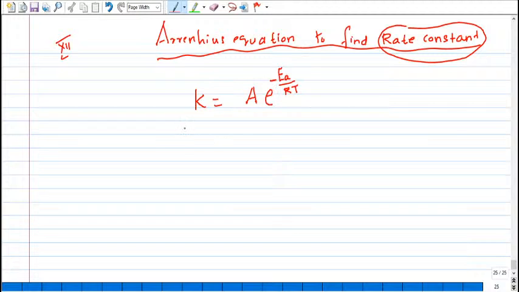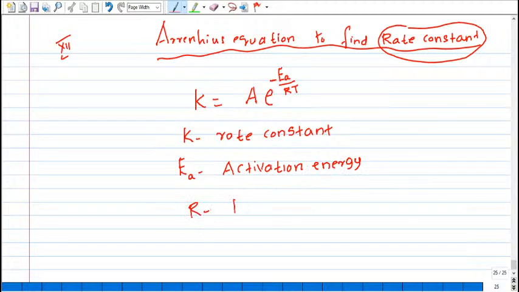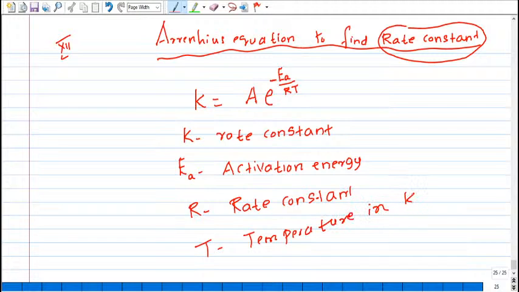So what is K? K is called the rate constant. You have to write this, that is very important. What is Ea? It is called activation energy. What is R? It is the gas constant. What is T? It is the temperature, not time. Temperature in Kelvin. That's all.